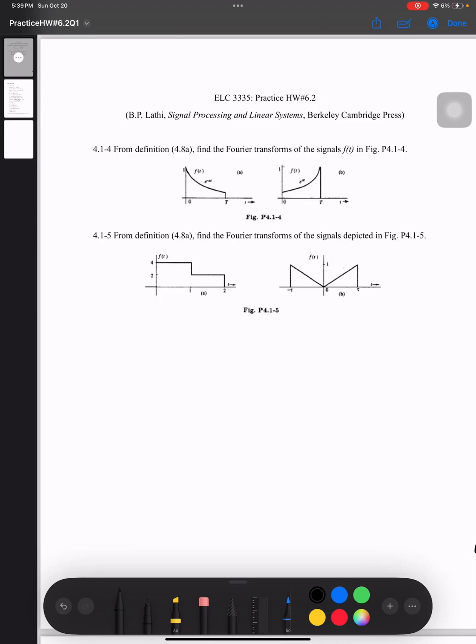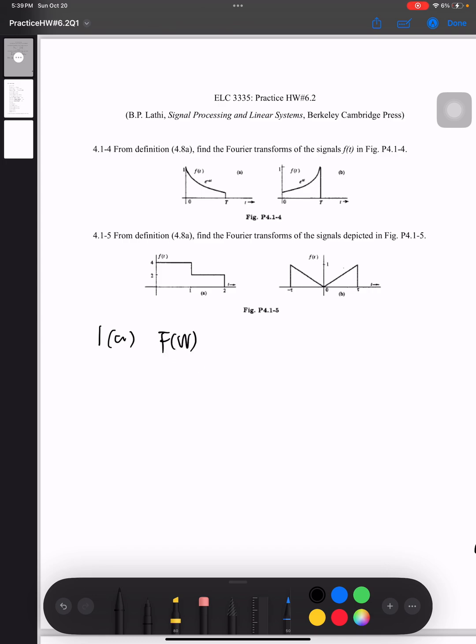System Practice Homework 6.2. Question 1. For definition, find the Fourier transform of the signal f(t) in the figures. Let's start with the first one. Basically, it's just calculating the Fourier transform.